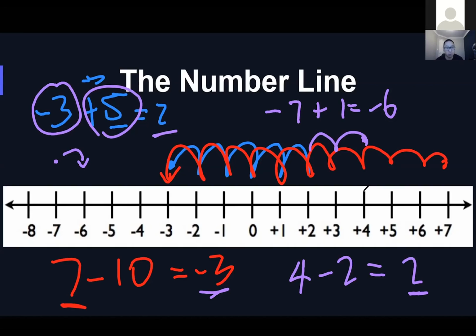So negative 3 plus 5 is 2, 7 take 10 is negative 3, negative 7 plus 1 is negative 6, and 4 take 2 is just positive 2. What do we notice about the two numbers that we're adding or subtracting and the sign of the answer? You're right, plus does go right and left is negative. But what I'm saying really is, the fact that we've got a negative 3 and positive 5, what do we see about those numbers that gives us a positive 2? And what do we see about a positive 4 and a negative 2 that gives us a positive 2? What do we see about a 7 and a negative 10 that gives us a negative 3? And what do we see about negative 7 and a positive 1 that gives us a negative 6? I'll give you another 10 seconds to have a think.